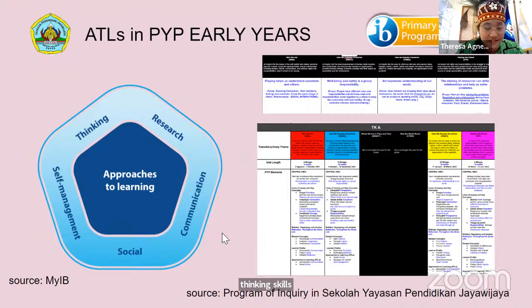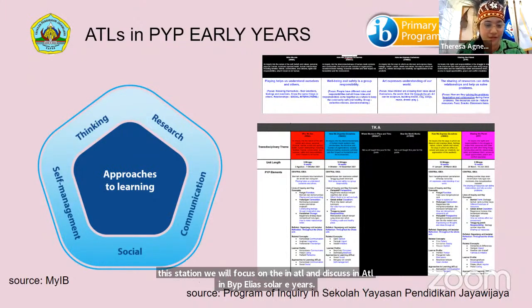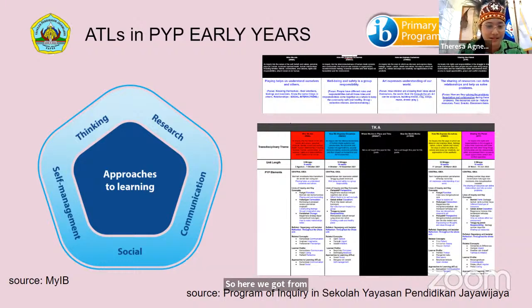And here are the ATLs in PYP early years. In this session, we will focus only on ATLs and discuss ATLs in PYP early years. Here we got from IB this picture: approaches to learning, thinking, research, self-management, social, and communication. We use these five skills and divide them into our units of inquiry.